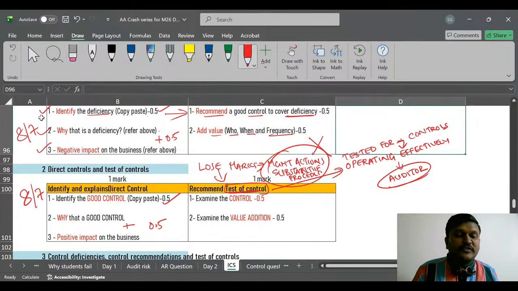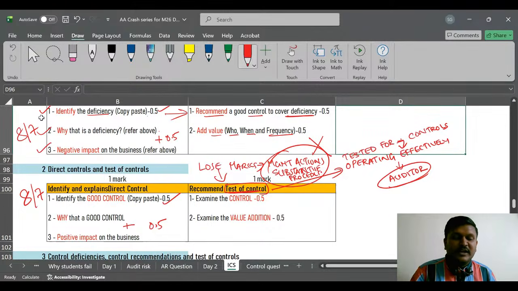And there is also a possibility that you will be going for no control deficiency and recommendation of control as a sub question, and again a separate question will come for identifying direct controls and test of controls. Both together will again have 5 plus 3, or maybe 4 plus 4 kind of marks. So it will be limited to again 16 marks over there.